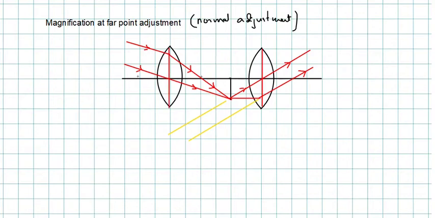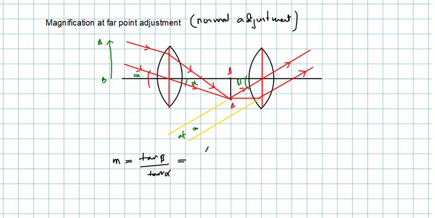Now this is A, this is B, this angle is alpha. If this is alpha, this one is also alpha, and this is beta. Okay, this is at infinity. Here the object is somewhere at a very far away distance, AB. So to find the magnification in normal adjustment, we know the angular magnification m will be tan beta by tan alpha.